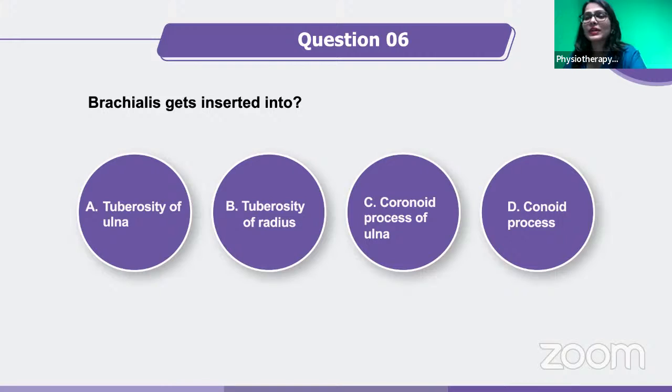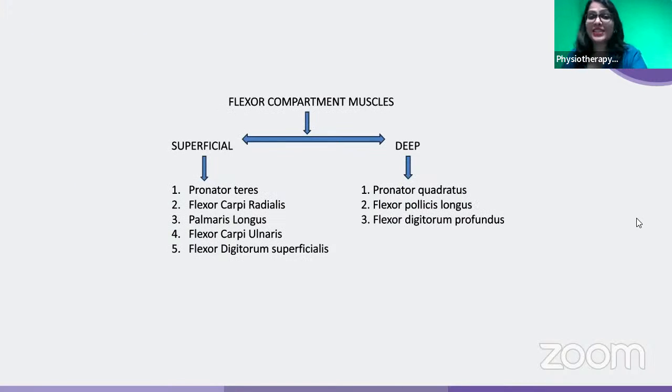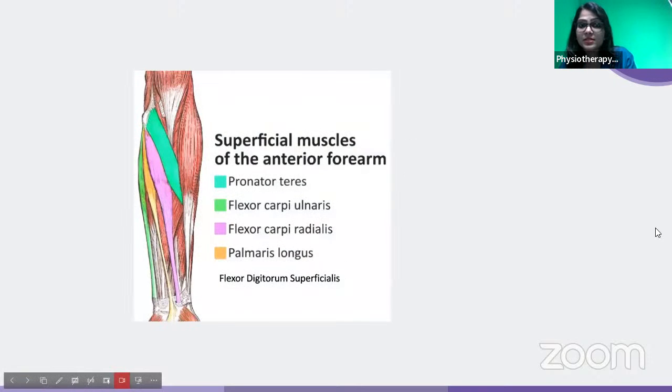Okay, so now next slide. We have a lot more slides. Let me finish it quickly. Okay, now we will start with the flexor compartment. These muscles we will start. Then later we will study the extensor compartment. So in the flexor compartment, you have two parts, superficial part and deep part. Superficial are the muscles which are present when you cut the skin. You can see the muscles superficially. Those are pronator teres, flexor carpi radialis, palmaris longus, flexor carpi ulnaris, flexor digitorum superficialis. So we will start with pronator teres.